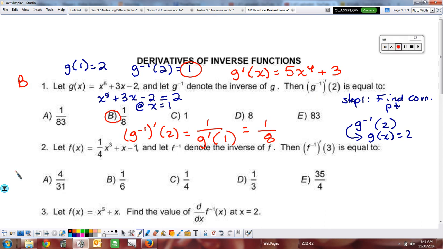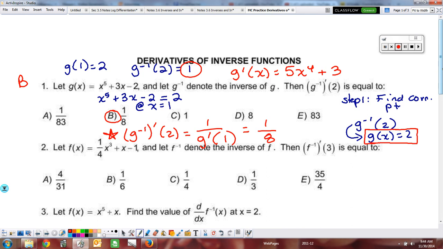Okay? So again, the steps that you would follow in these problems is you first need to find the corresponding point. What is the inverse's value when you plug in 2, which is the same as saying solve the original function equal to 2. Use your guess and check strategy over here. Find that you get x equal to 1, and then you're going to use the inverse formula that the slope of the inverse at 2 is the reciprocal of the slope on the original at the corresponding point. And then you can go ahead and do the problem.